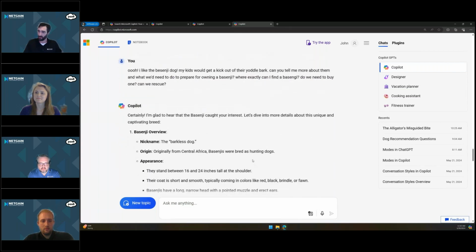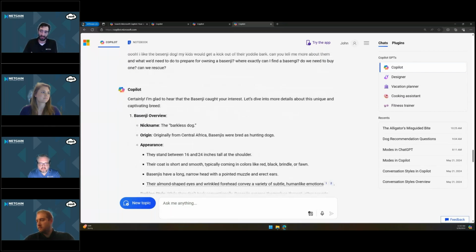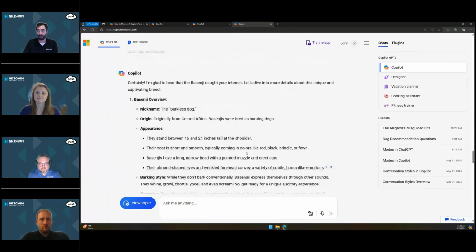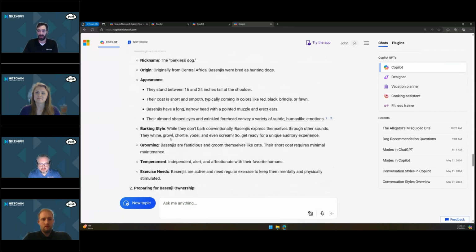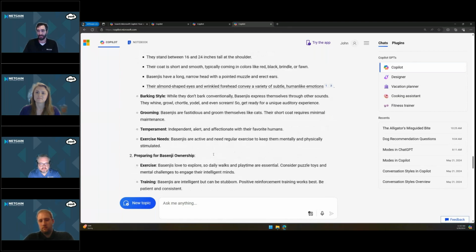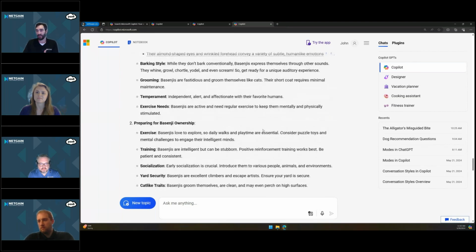No problem. Let me give you an overview again about Basenji. Its appearance, the exact information, how tall they stand, their height, right? Their coat, their barking style. He's going to reiterate that it has this whine, growl, yodel, and even a kind of scream, which sounds crazy. And then they groom well. They have a good temper. I mean, this sounds like an ideal dog. So now he's going to tell me, how do I prepare for this?